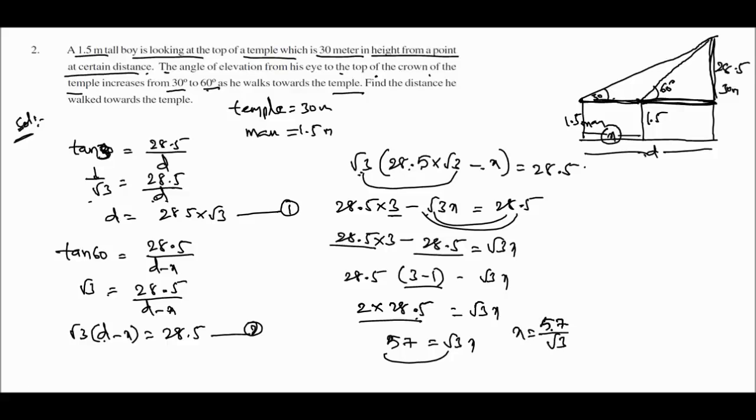If we rationalize, x is equal to 57 divided by root 3, into root 3 divided by root 3. Root 3 into root 3 is 3, so it becomes 57 root 3 divided by 3. 3 times 19 is 57, so x is equal to 19 root 3, the distance. So this is the second solution's answer.